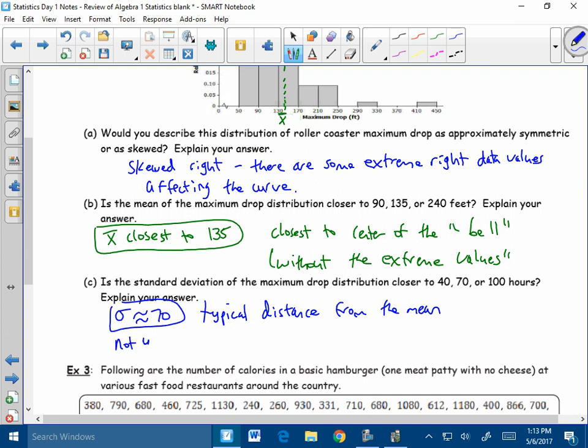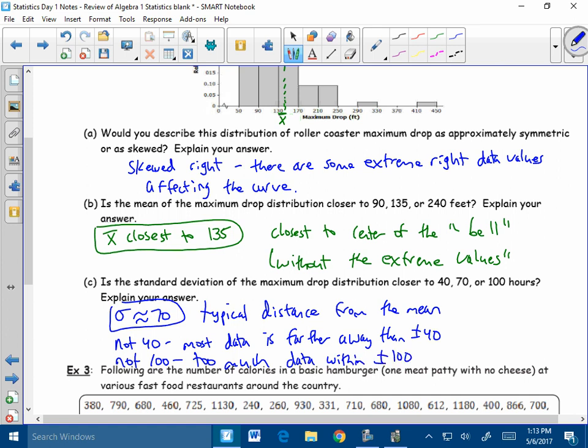It's not 40, because I would say most data is farther away than plus or minus 40. And it's not 100, because that includes too much; almost all the data is within your plus or minus 100. So out of the three options, 70 is the best bet for the standard deviation. But we're going to learn how to calculate that, so it'll be easier to figure out.